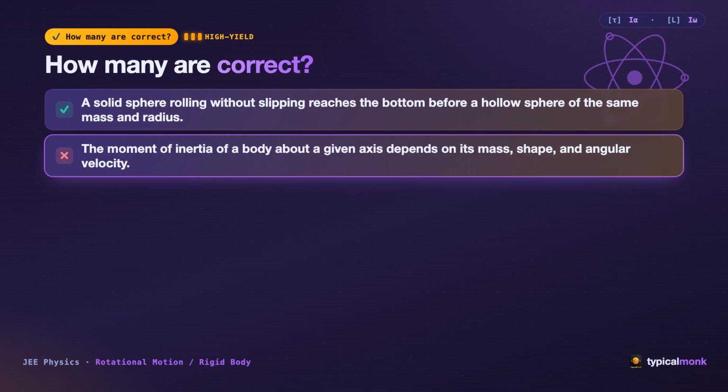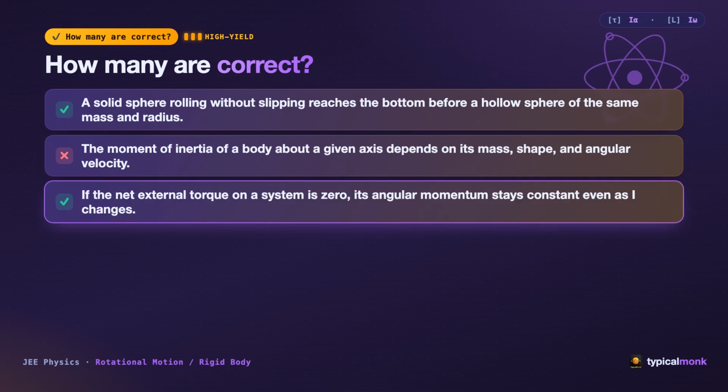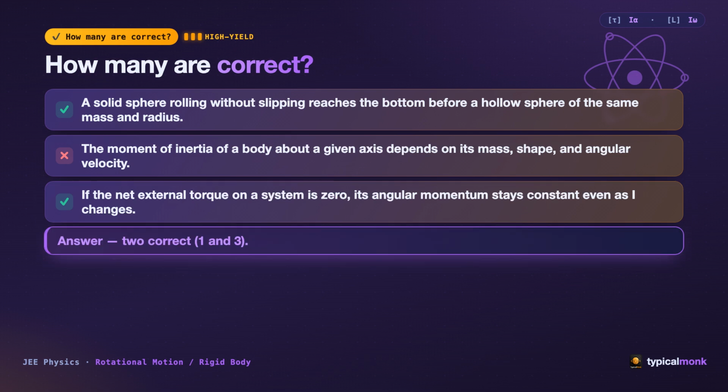Statement 2. The moment of inertia of a body about a given axis depends on its mass, its shape, and its angular velocity. Think carefully before you answer. Statement 3. If the net external torque on a system is 0, its angular momentum stays constant, even if its own moment of inertia changes. So, how many are correct?